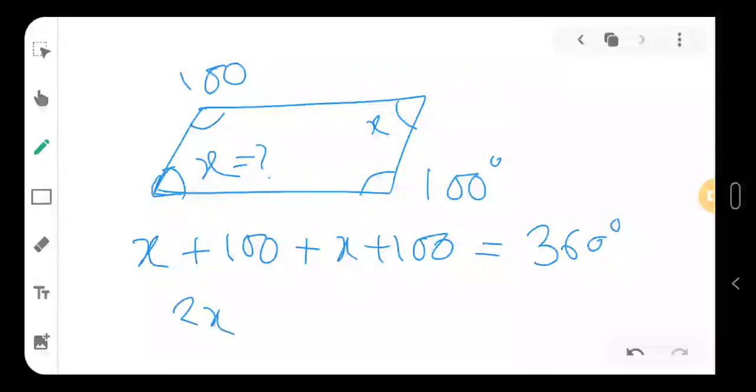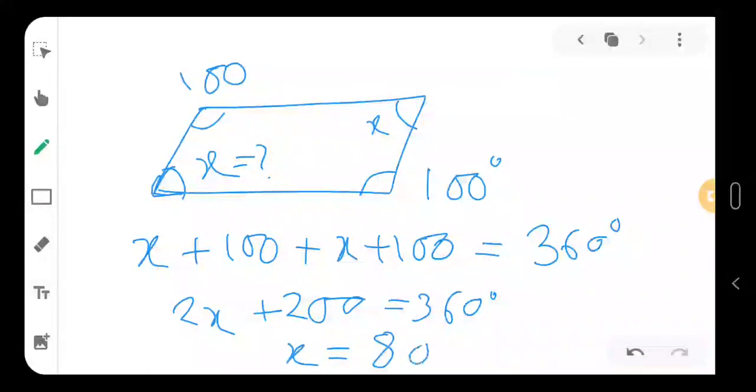So I can get here again 2x plus 200 is equal to 360, and from that I can easily find out. I can just take 200 that side, I will get 160, and if I divide by 2 I will get 80 degrees. So that means x is equal to 80 degrees, which means this angle will be 80 degrees. So in case of a parallelogram, one angle is enough for us to find out the other angles.